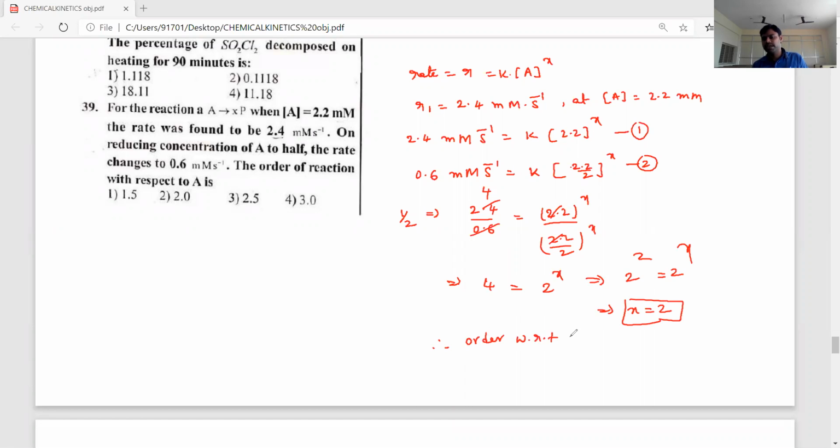Order with respect to A is equal to order of reaction is equal to 2. So the answer is the second option. See here, the R1 value and the concentration of A are given, the R2 value and the concentration of reactant are also given. So we have to find out the order. Let the order be x. Rate expression: R is equal to K into A power x. That x value we are finding out.